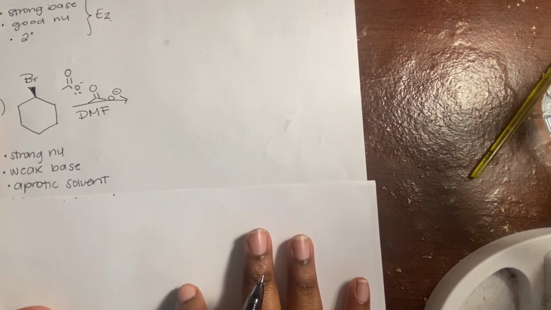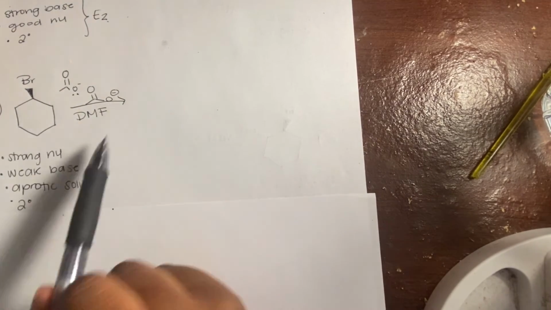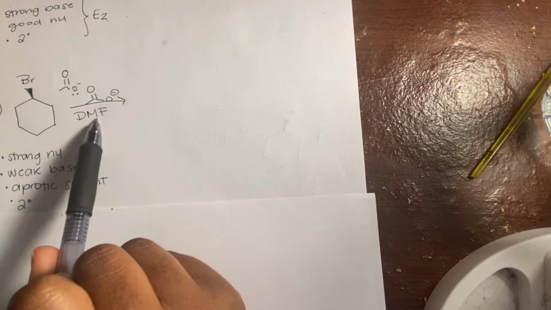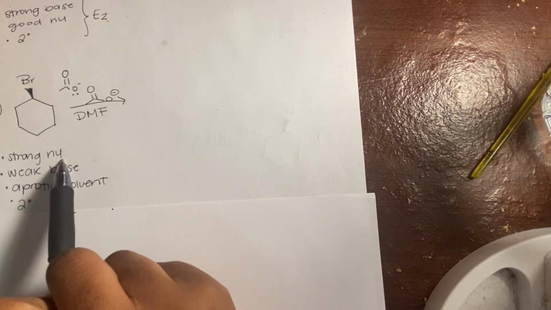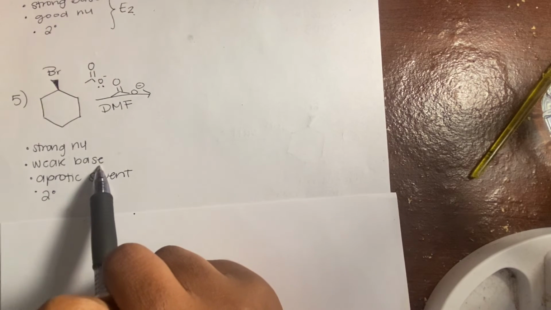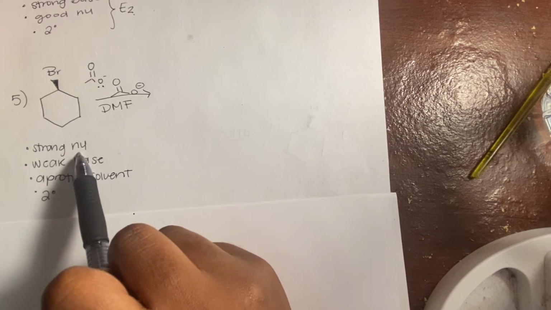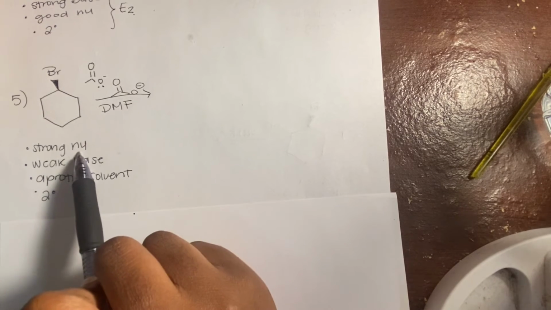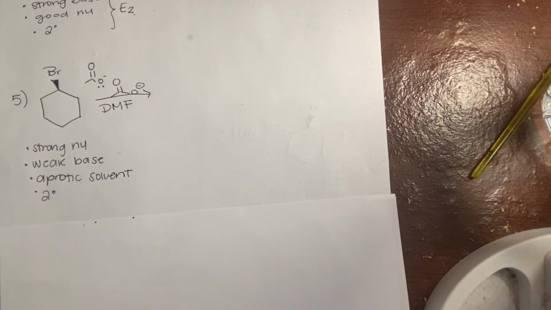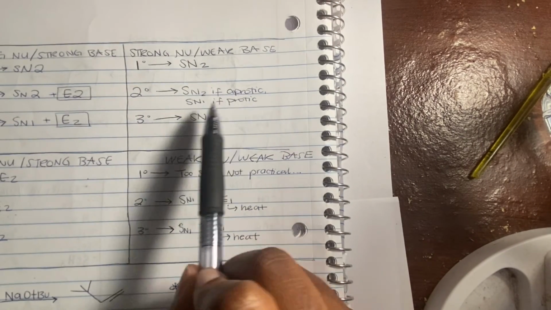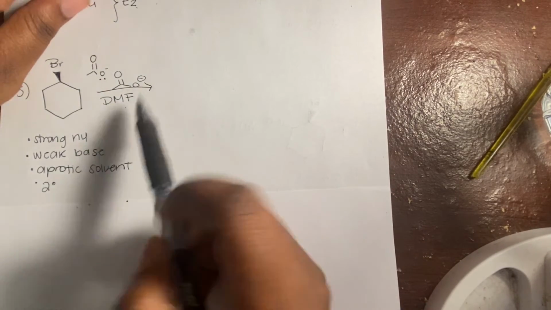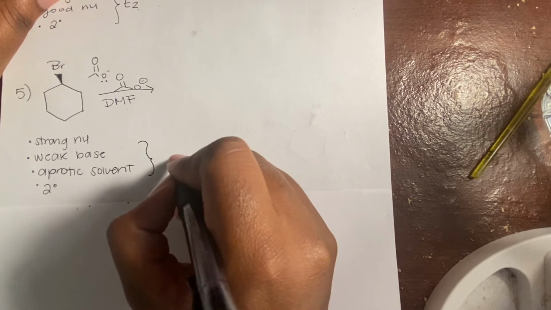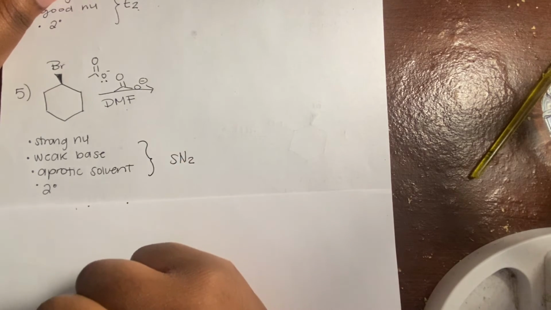Okay, number 5. We have bromine as our leaving group and DMF as an aprotic solvent. And then we have acetate. Acetate is a strong nucleophile and a weak base. Since we have a weak base, we can't do an elimination. So it's going to have to be substitution. When we have a strong nucleophile and a weak base on a secondary, Sn2 if aprotic, Sn1 if protic. And we see that we have DMF as an aprotic. So that means we are going to have an Sn2.